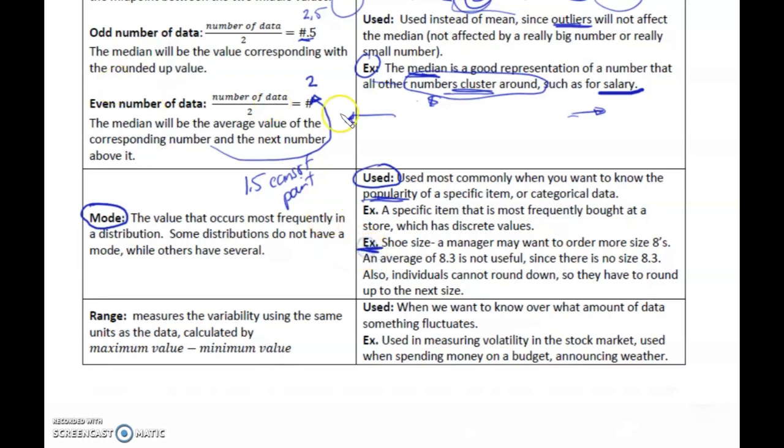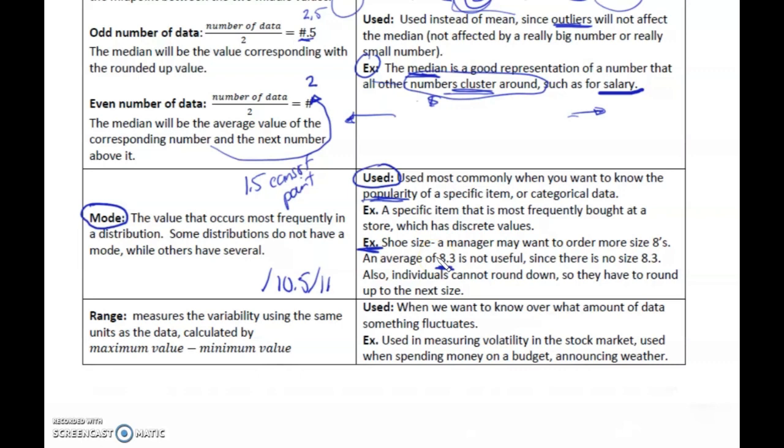This is so applicable to my life. My feet are huge. My feet are size 10.5, which barely exist. So I can't round down to 10. I have to go up to 11. In shoe stores, they keep track of what their most popular size is. Usually it's like size 7, size 8 for females. Just because you have an average of say 8.3, you can't sell a size 8.3.